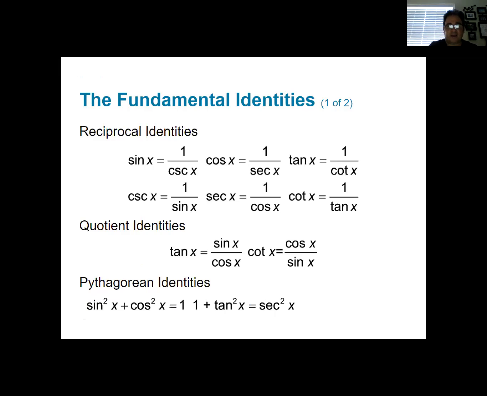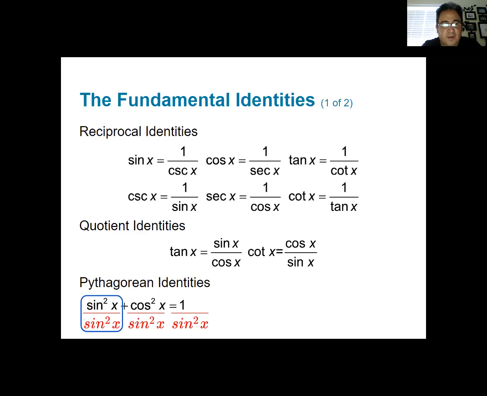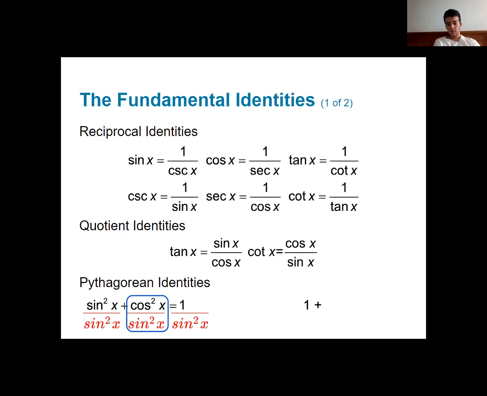What if instead of dividing it by cosine squared of x, we divided it by sine squared of x? What's that going to do? This first one is going to become what? 1. It's going to be a 1, right? And what's this one going to become? Cotangent squared. Very good. Cotangent squared of x, right?